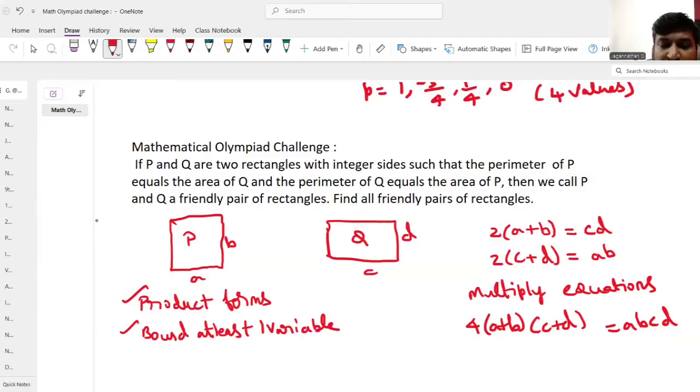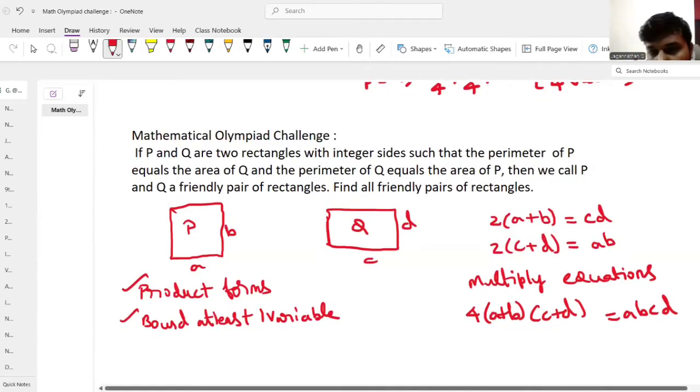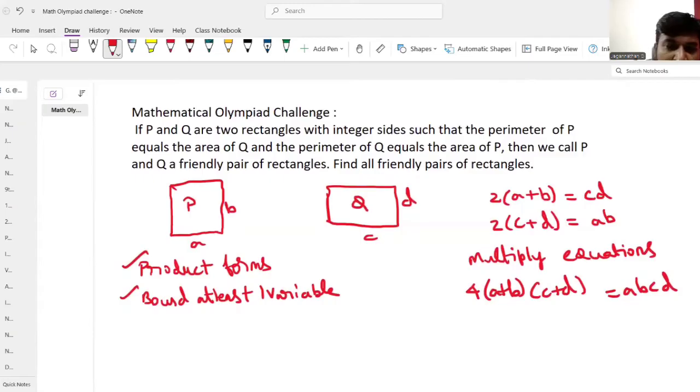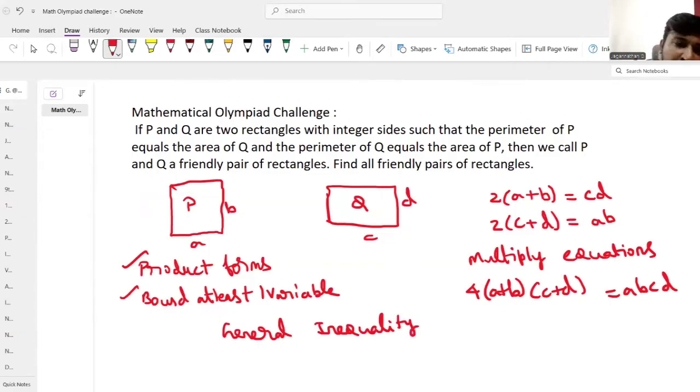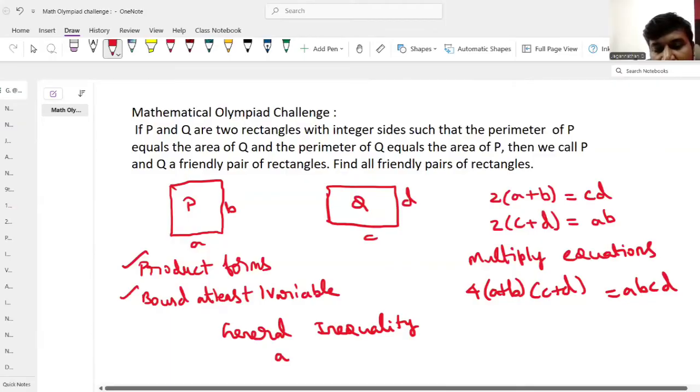But the question doesn't end here, because I said you need to be good enough to bound the variables. This is what we call a general inequality, because we do not know the values of these variables, but we can generally assume some inequality amongst them. A rectangle might be a square also, meaning A can be equal to B, but maybe A may not be equal to B. So we can go on assuming A is greater than or equal to B.